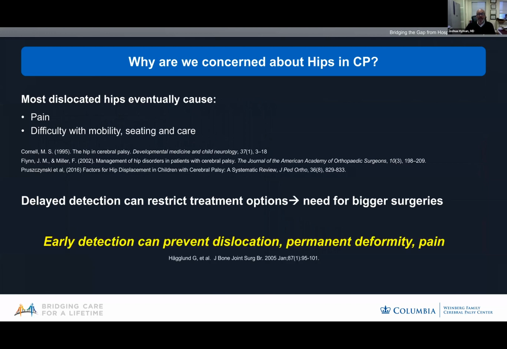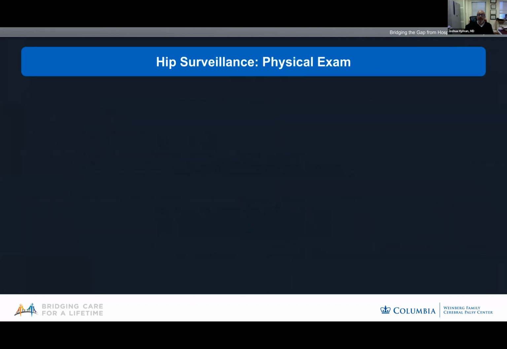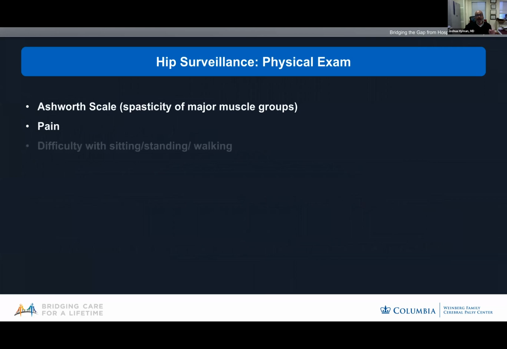So early detection can prevent dislocation as well as deformity and pain, and it has been demonstrated in multiple studies now to be not only possible but critical. The mainstay of this hip surveillance is the physical exam. We want to focus on spasticity, making certain that the children do have reasonable mobility. Pay attention to their pain.